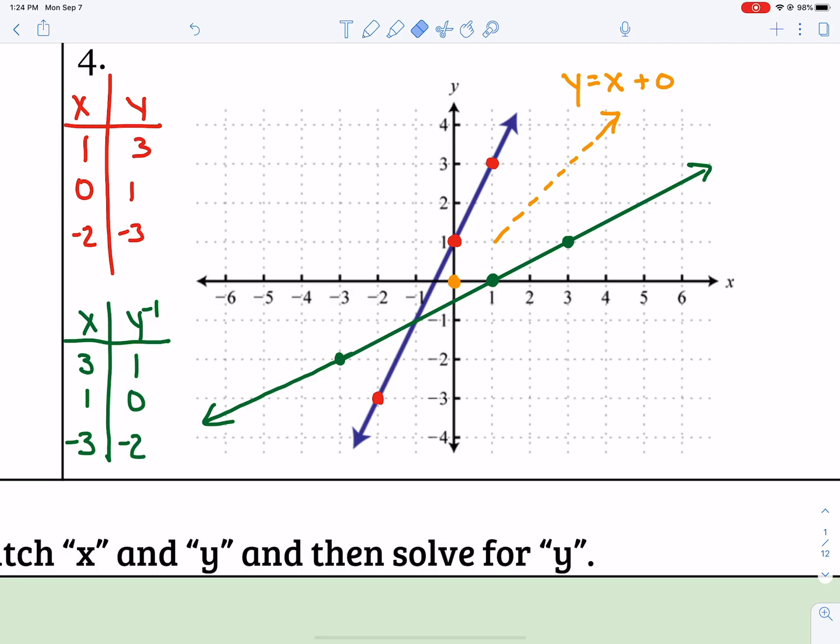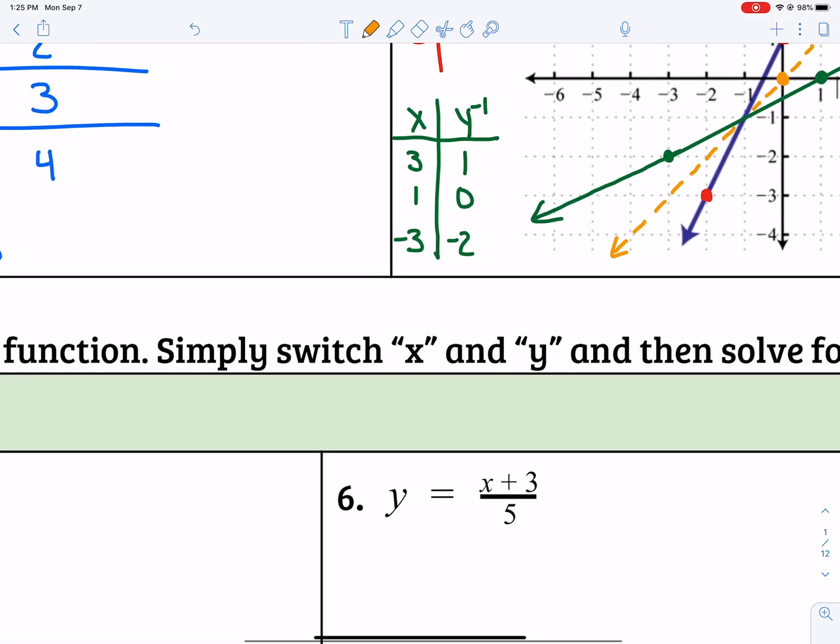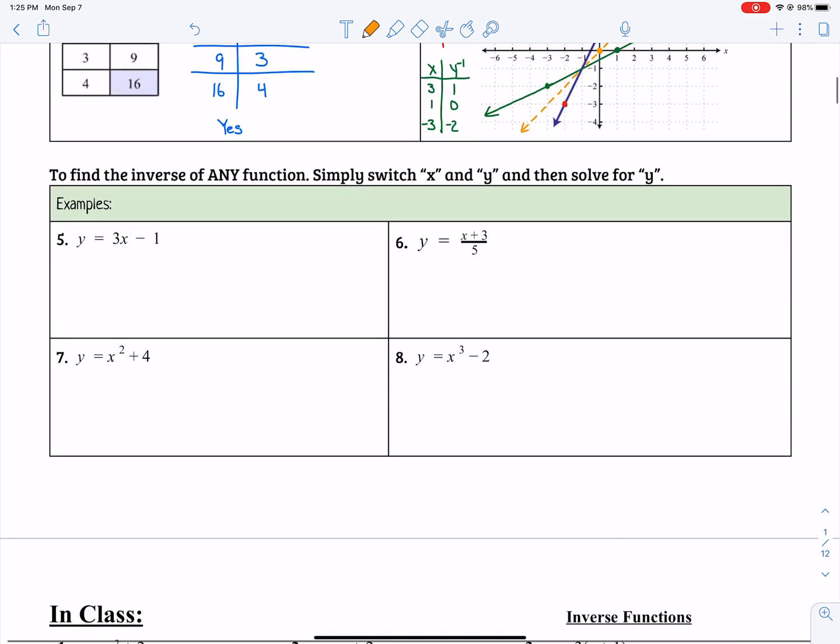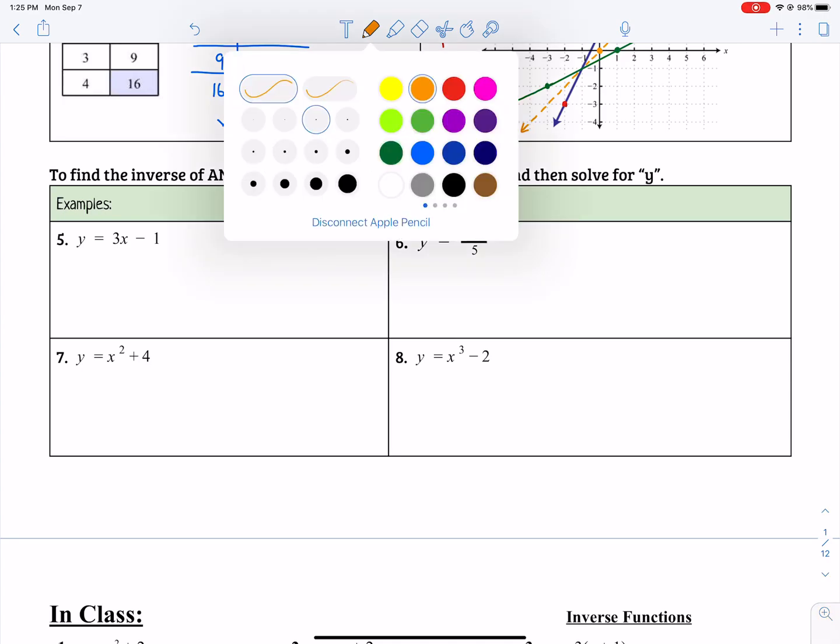So it's not really part of our inverses, but it just shows you that these two lines and any graph that's representing inverse functions should look like it reflects over that line. And it does. Okay, so then in this next little set of examples, we need to look at finding the inverse if you're given an equation.